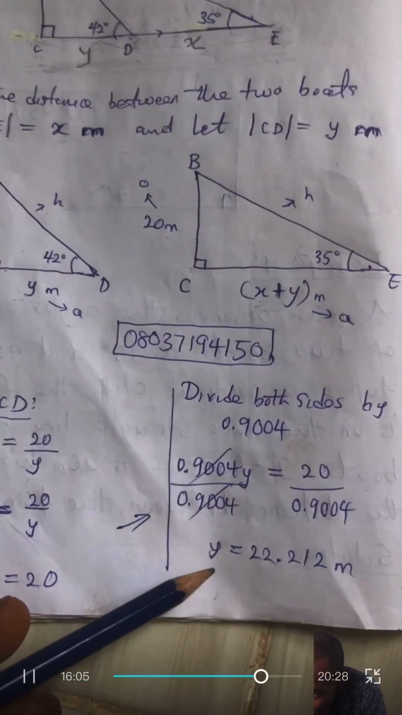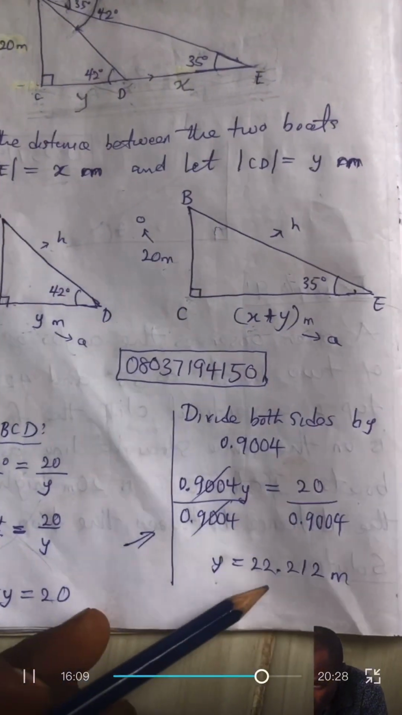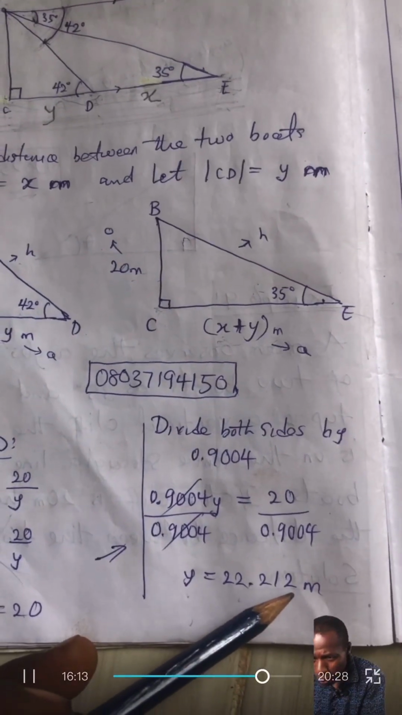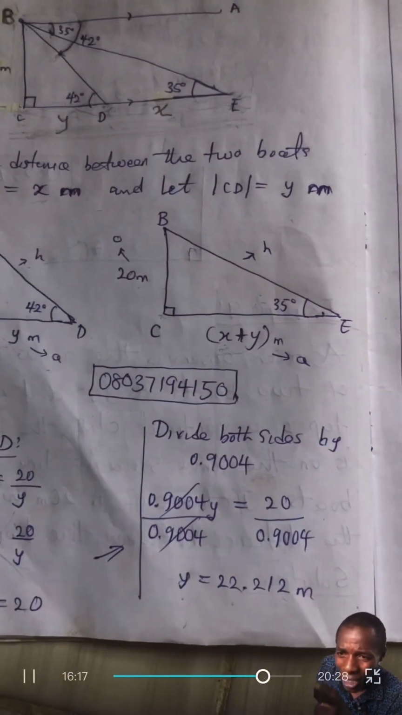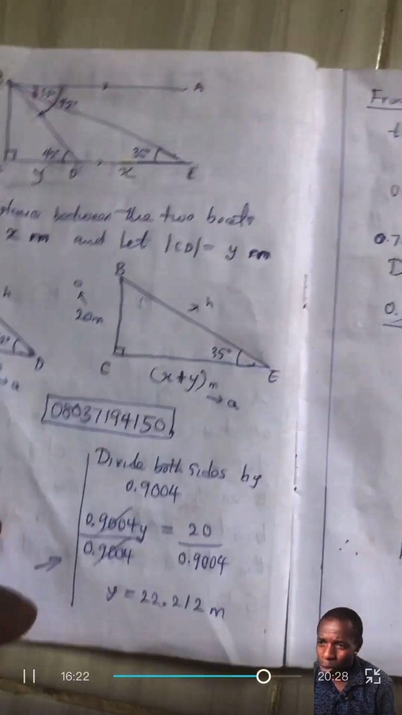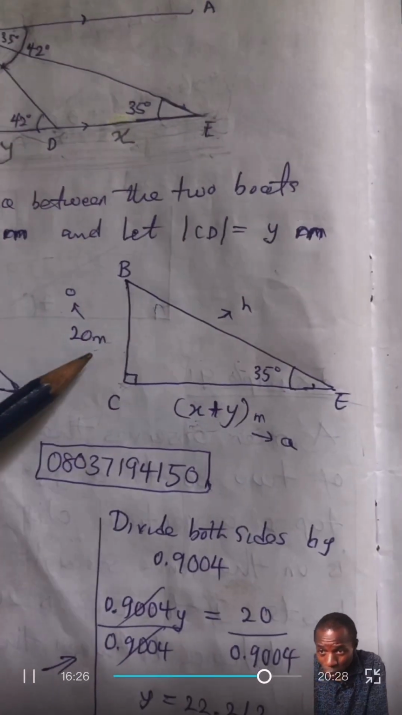Okay, so when you divide 20 by that 0.9004, you have 22.212 in meters. Please always work with 2 decimal places or 3 decimal places. Do you understand? Now we succeeded in getting the value of y. Then let us move to the second right angle triangle. Of course, let us name the sides. All right, of course 20 meters remains what?